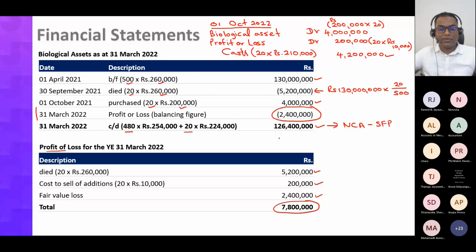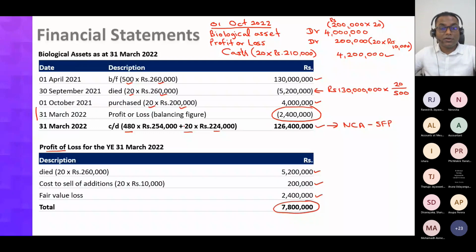Okay, this particular figure. How did I get that? Now, at the end of the year, how many cows do I have altogether? I have 480 cows, 4 years old, because I had 500 one year ago and 20 died. So they were 3 years old at the beginning of the year. When it comes to the end of the year, they are now 4 years old. I have 480 cows, 4 years old.